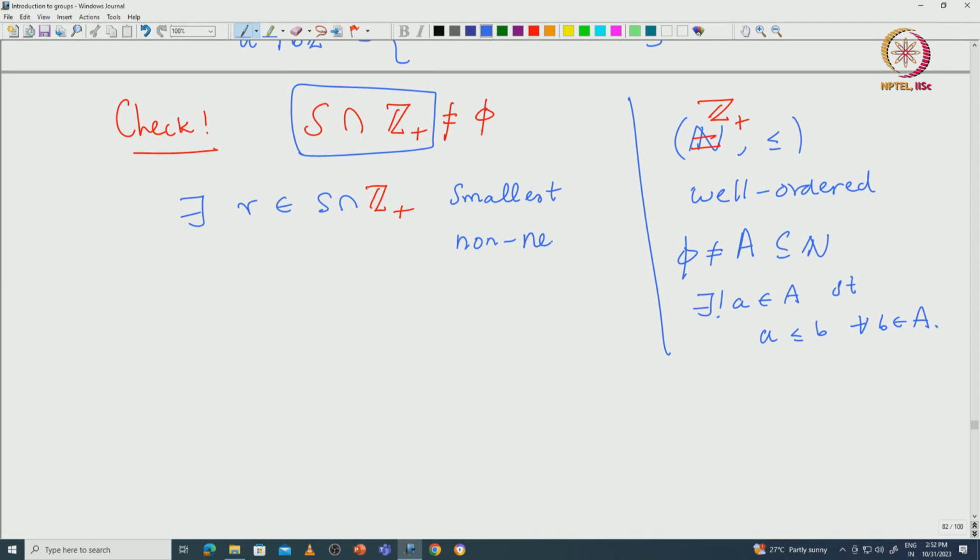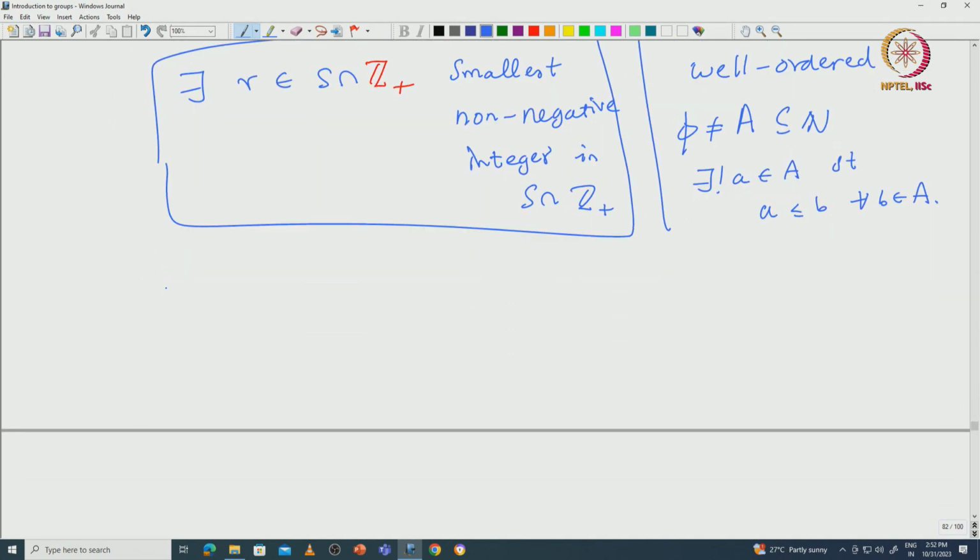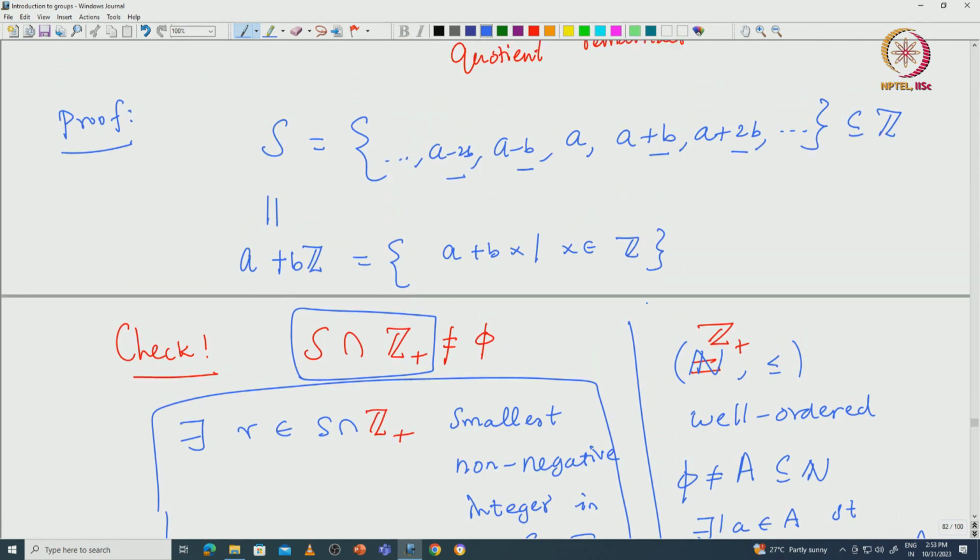So, this is the smallest non-negative integer in S intersection Z plus. That is the property of the sum. So, then it is clear that there exists Q such that R equals A minus QB for some Q inside Z. That is more or less by definition, because S is defined to be just A plus BZ.